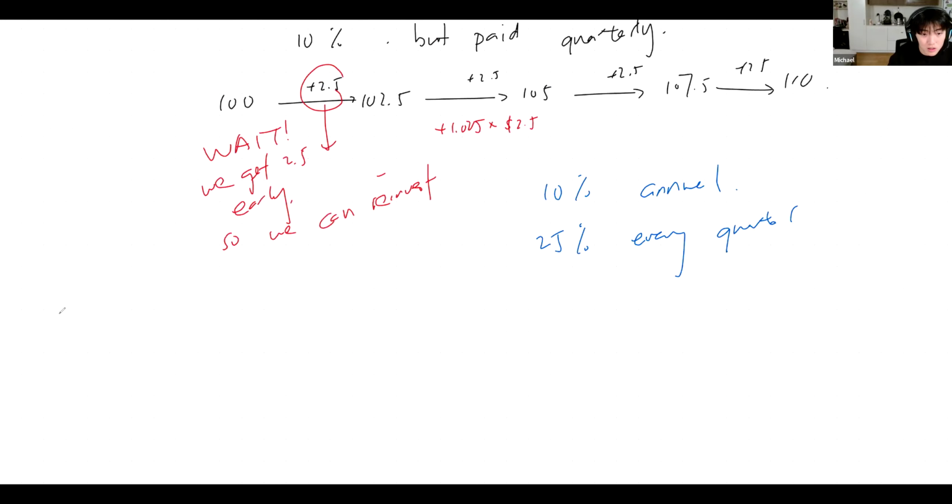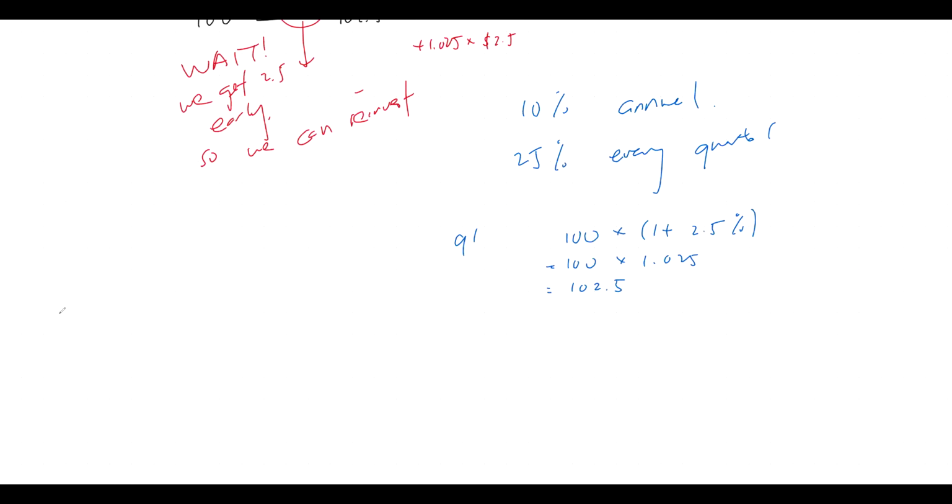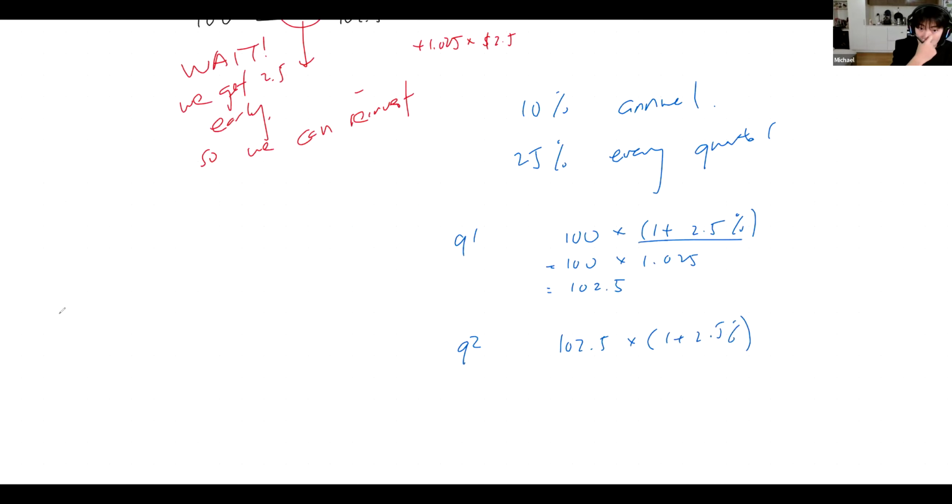In that case, we will calculate by multiplying rather than adding. So quarter one, we're going to have 100 times 1 plus 2.5%, which is 100 times 1.025, which is 102.5. Does that make sense? And then in quarter two, we can treat this as if we are starting the quarter with this much money. So it'll be 102.5 times 1 plus 2.5%. So we're having this fixed interest rate for every quarter, okay?